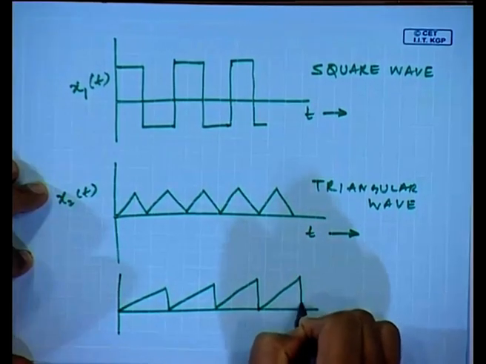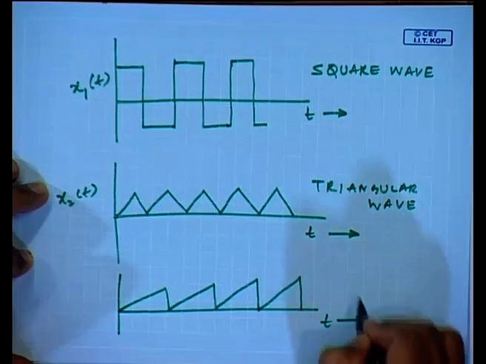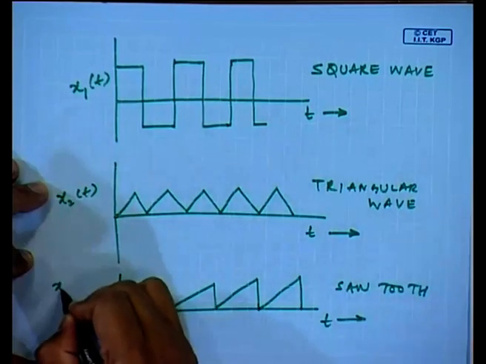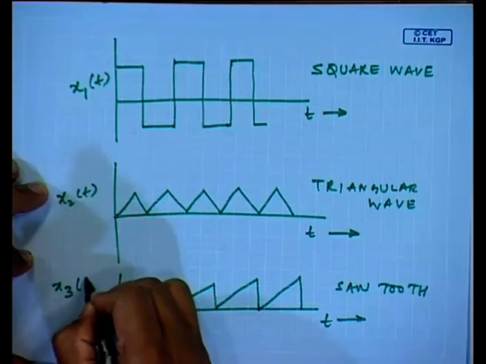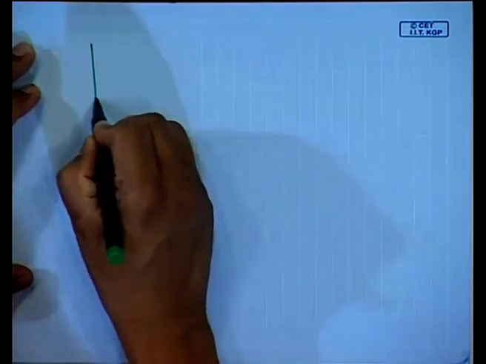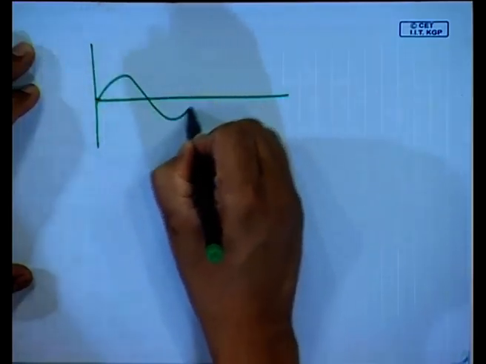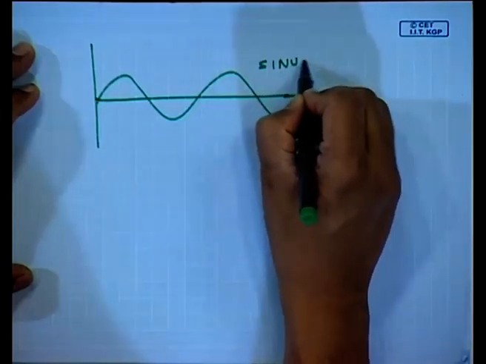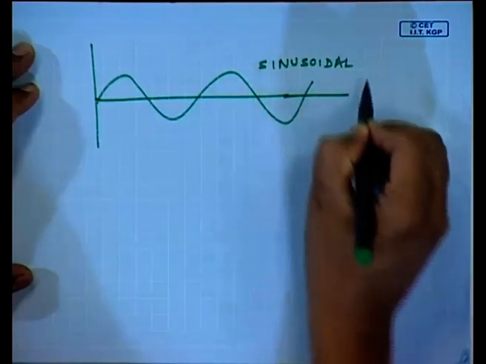So, these are certain signals which you will come across while doing a calibration, etc. Okay. Of course, this is the sinusoidal wave.